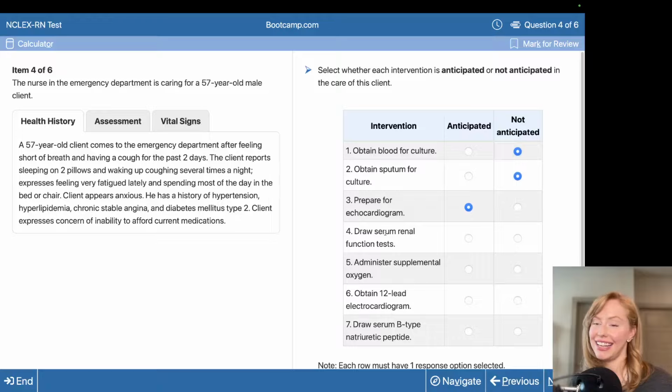Going to be the Lasix, right? The furosemide. Our loop diuretics are nephrotoxic. So we don't want to give him the loop diuretic until we know that his kidneys can tolerate it and that he's not in renal failure. So I definitely want to do this.